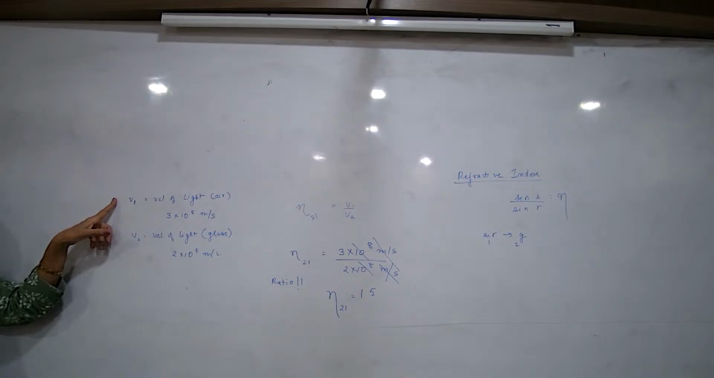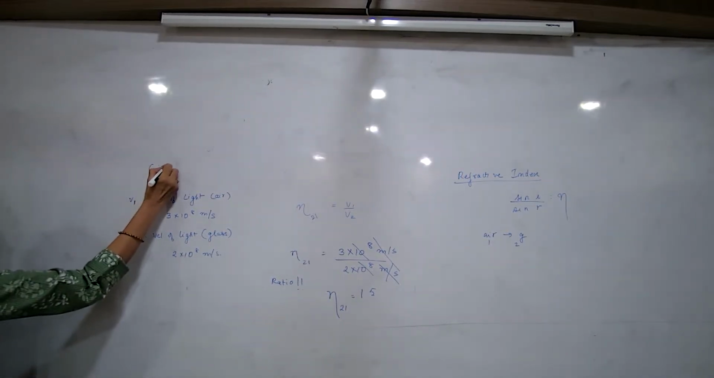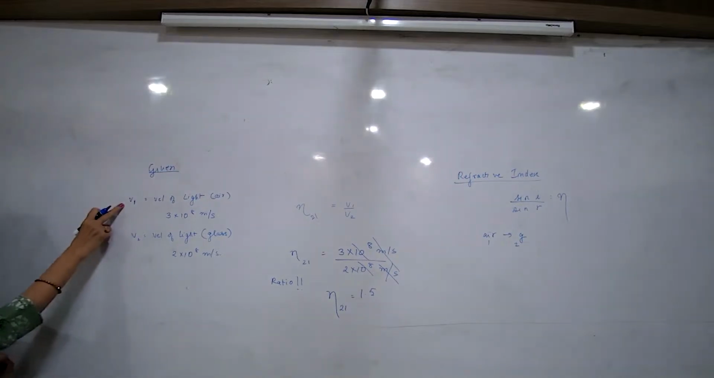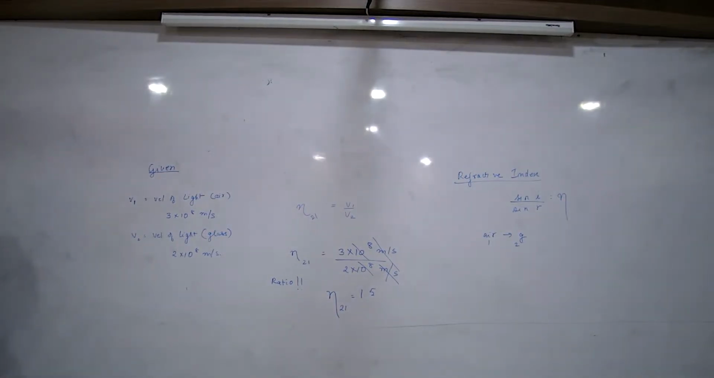How will you do? This is the data which is given. Write down V1, which is the velocity of light in air. It is 3 into 10 raised to the power of 8 meters per second. V2 is given to us in the sum, which is 2 into 10 raised to the power of 8 meters per second.